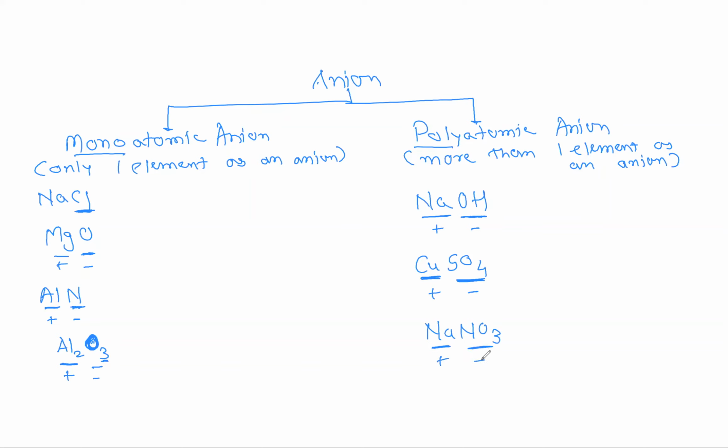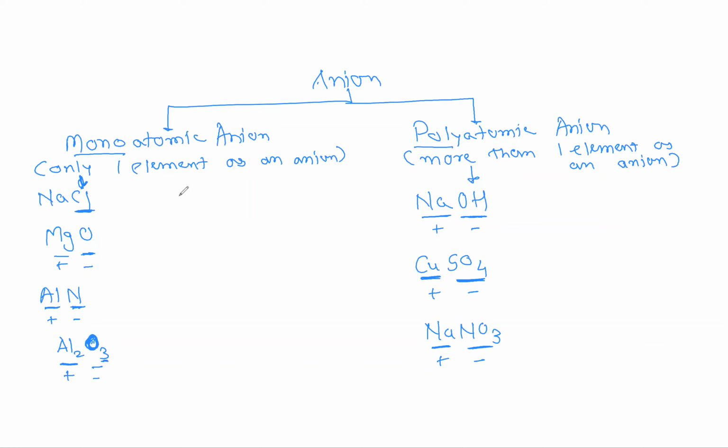So do you see, in all these examples, you have more than one element which is acting as an anion, while in the examples on the left side, you have only one element acting as an anion. Do you see the difference? Yes. Everyone, do you see the difference? Yes, Professor. All right. So this is called monoatomic.